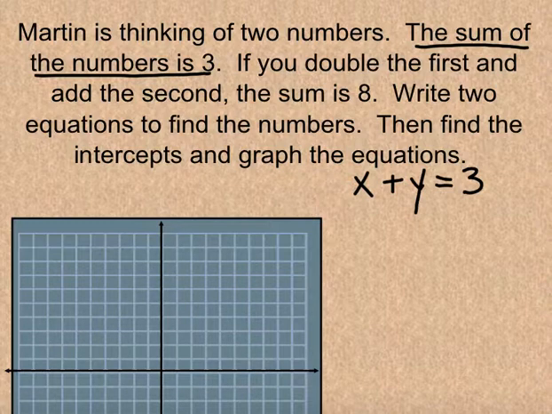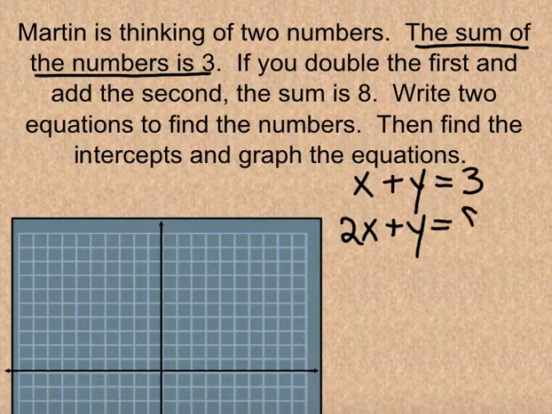Then we look at the second part. If you double the first and add the second, the sum is 8. Well, we said x was my first, so I'm going to double it. We can show that with 2x. And we're just going to add the second. We don't do anything with that y. We don't multiply it by anything. We just say we're going to add the second.